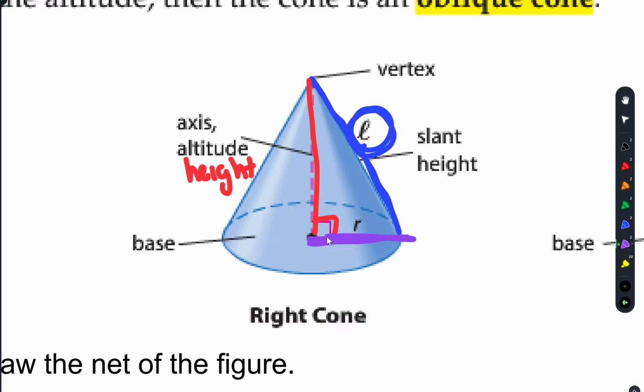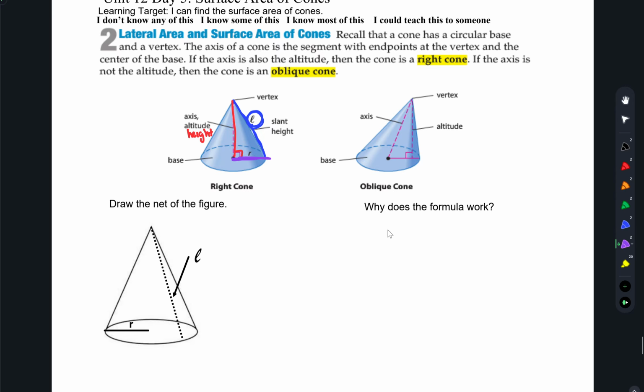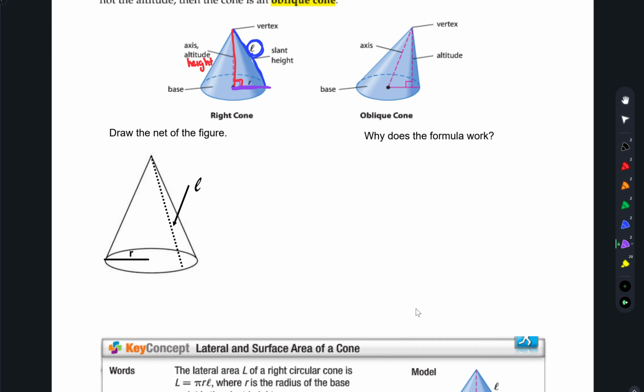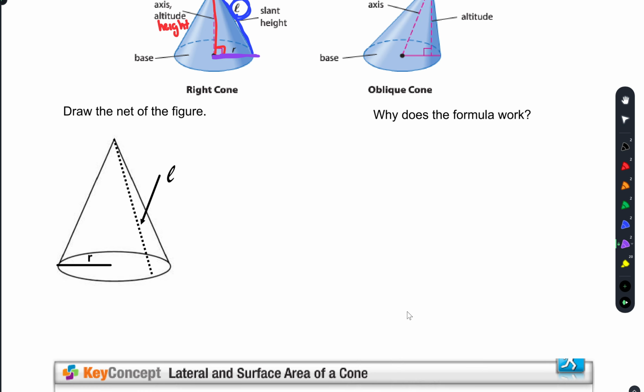If you take a look at those three things that I have highlighted here, the height, the slant height, and the radius, those are going to form nice right triangles for us that we can use the Pythagorean theorem, SOHCAHTOA, special right triangles, all that good stuff on to help us solve these cones. So that's our cone vocab. Let's go ahead and figure out our formula by drawing the net of this cone.